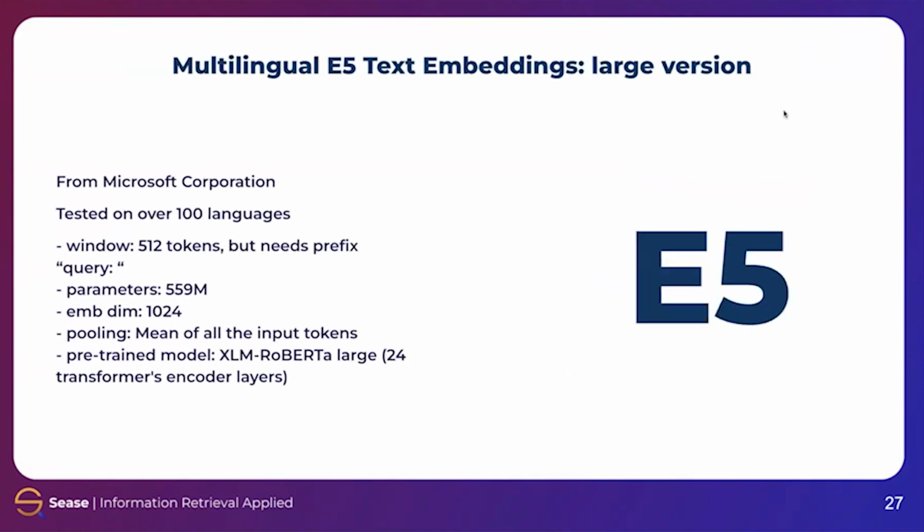Second, Multilingual E5 text embedding, where we picked the large version. It's from Microsoft, and I just show you the differences. The window, maybe I forgot the window in the last one. The window was 256. This is doubled, but I need to add the prefix, for example, query for the query and document for the document. And I have a larger embedding dimension and mean pooling.